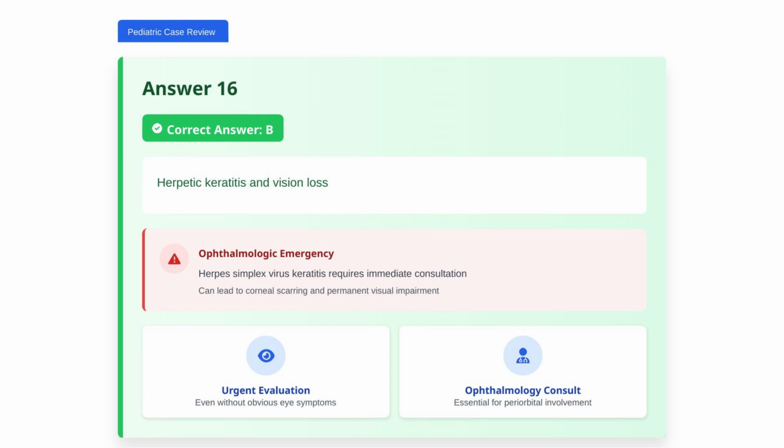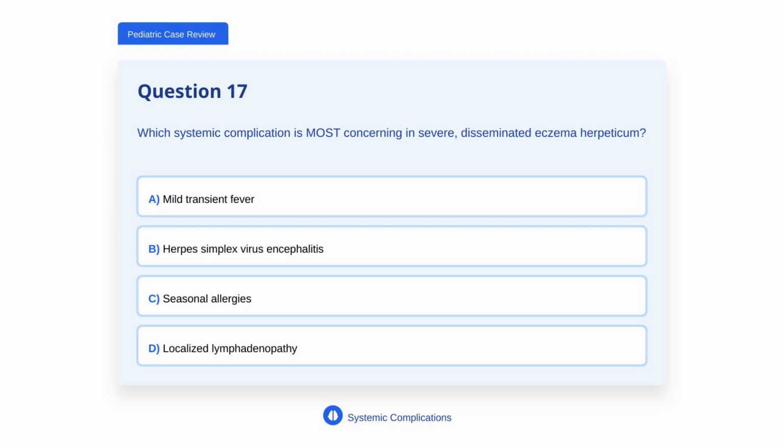Herpes simplex virus infection of the cornea represents an ophthalmologic emergency requiring immediate consultation. If left untreated, it can lead to corneal scarring, perforation, and permanent visual impairment. Any child with eczema herpeticum involving the periorbital region should receive urgent ophthalmologic evaluation, regardless of whether they have obvious eye symptoms.